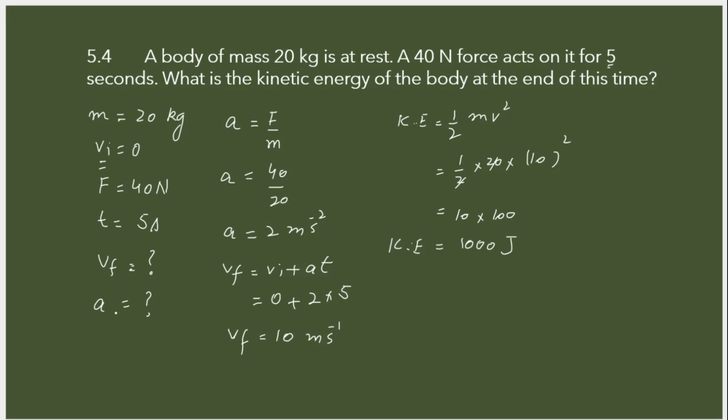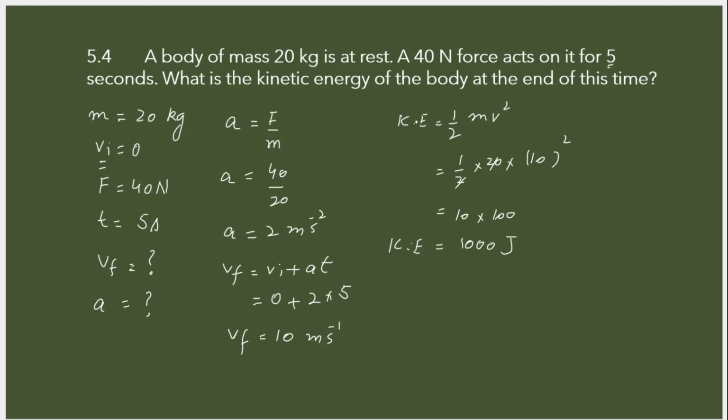So we have to calculate kinetic energy, but before that, we have to calculate its final velocity. For the final velocity, we will need acceleration. Acceleration can be calculated by dividing force by mass, and 40 divided by 20 will give us 2, so acceleration will be 2. To find the final velocity after 5 seconds, we have the first equation of motion, Vf is equal to Vi plus at. Putting the respective values, we get Vf is equal to 10 meter per second.